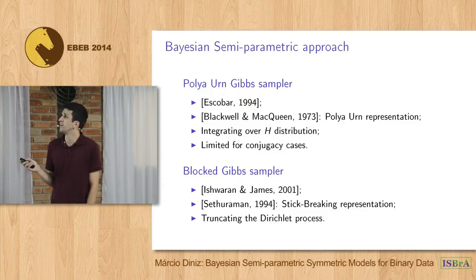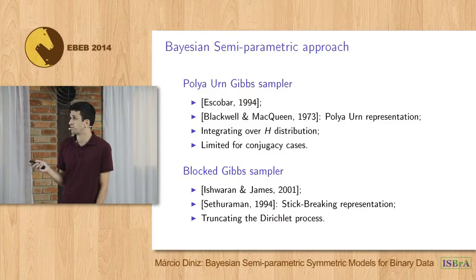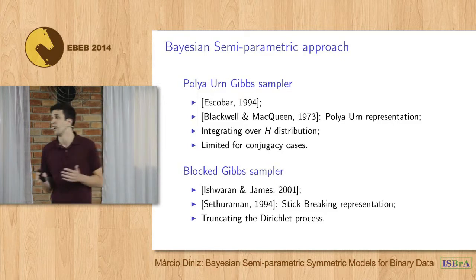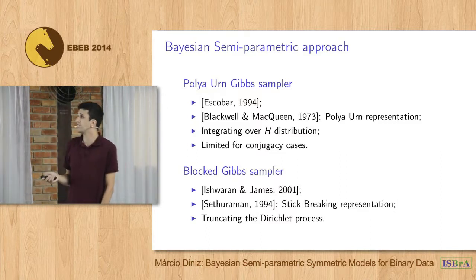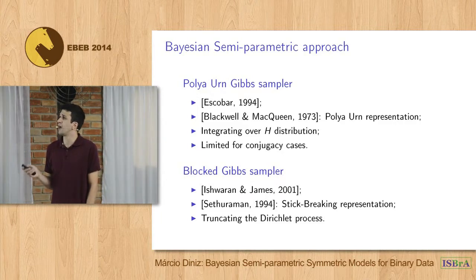He used the Polya urn representation to integrate over the H distribution. It's a simple and efficient algorithm, but it's limited to conjugate cases. There are some solutions for non-conjugate cases, but they are for specific situations. An alternative algorithm is the blocked Gibbs sampler, presented by Sharma and James in 2001.